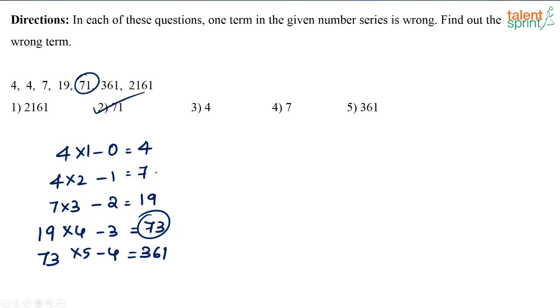Number series questions are, let us say, just luck. Many times, one thing is you have to keep practicing questions on number series, but when it comes to the examination, if you feel that you are not able to get the logic, just skip the question and move to the next one. 361 is the answer? No, which is the wrong number? 71. It should actually be 73. 73 is the correct answer and 71 is the wrong number.